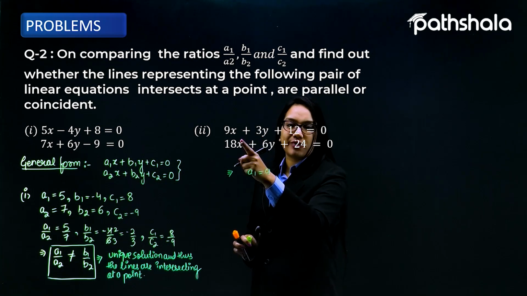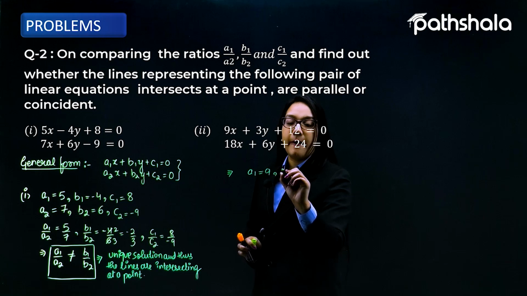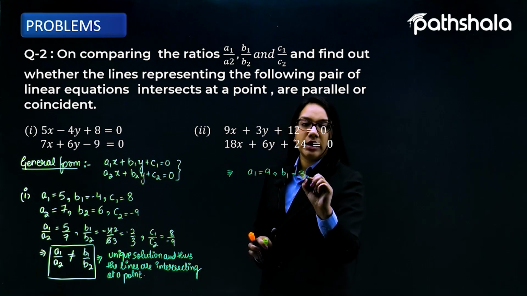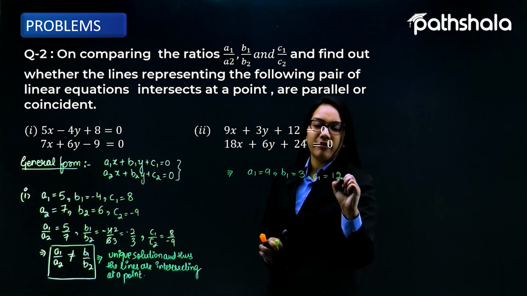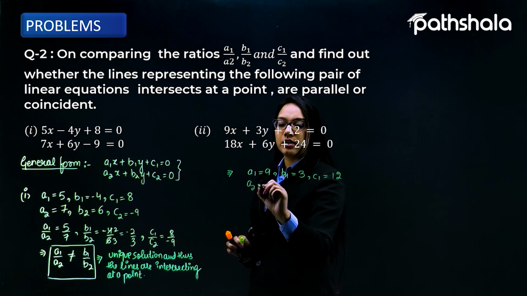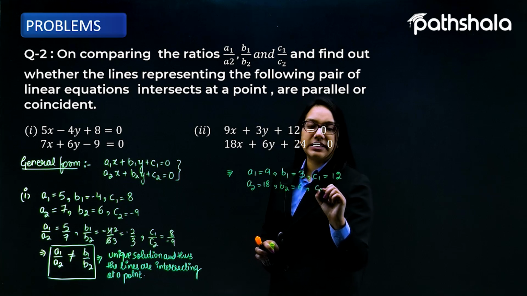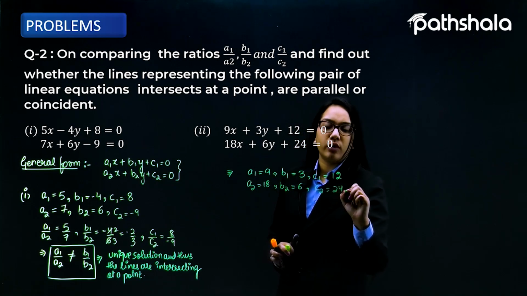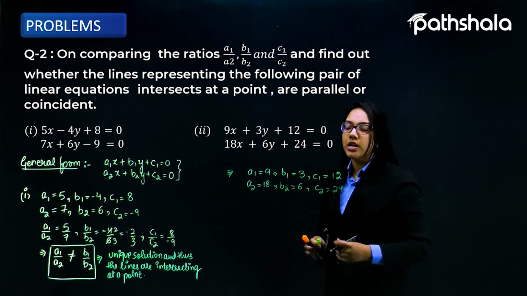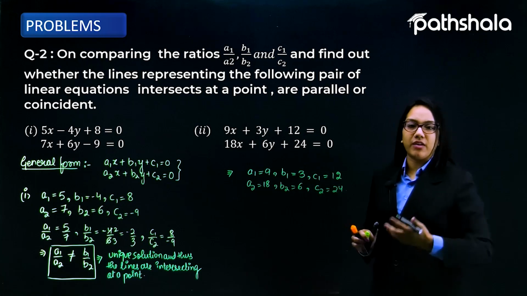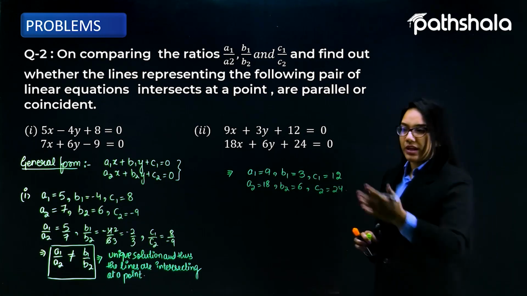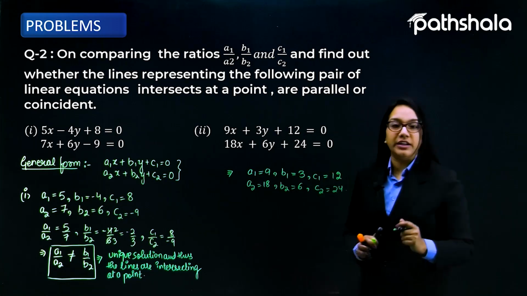As you can see, the coefficient of x over here is nothing but 9. B1 is nothing but 3, C1 is nothing but 12, further we have A2 is nothing but 18, B2 is nothing but 6 and C2 is nothing but 24. We do not have any negative sign over here, so it is quite easy to compare A1, B1, C1, A2, B2, C2 in this pair of linear equations.